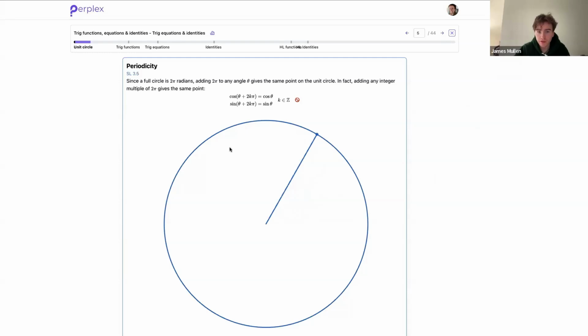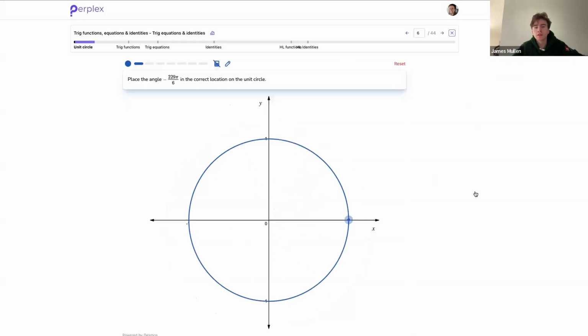All right, clear my screen and continue. All right, so now I want you guys to do this exercise where you're going to drag this point to roughly the right place on the unit circle, okay? And I'm going to give you about a minute to do that, all right?